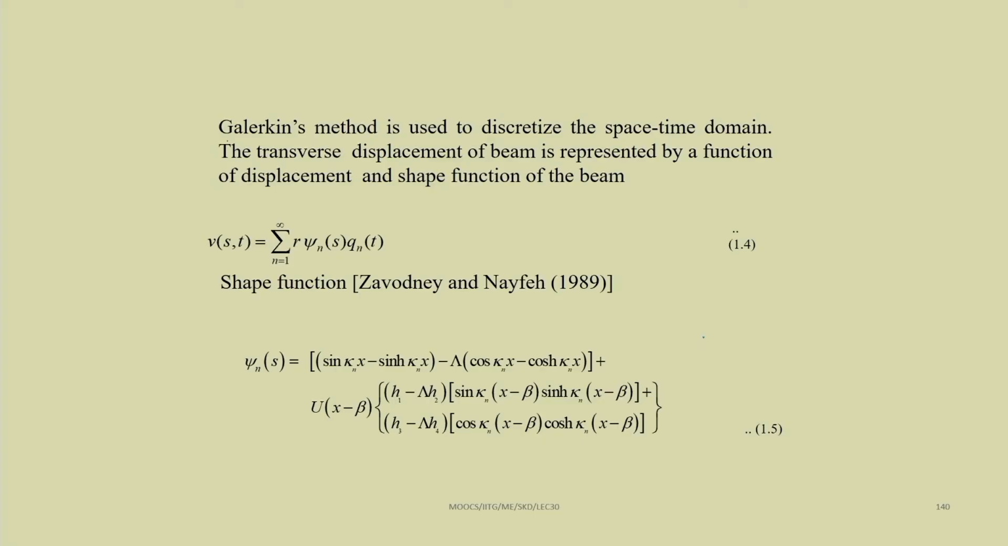So, the psi n we can take from that of Zaboudini and Nayfeh, where it is derived for the mass at an arbitrary position, by keeping the mass at some position. So, the psi n(s) can be written here.